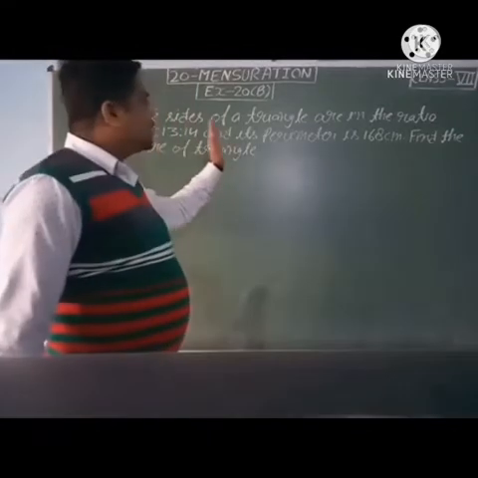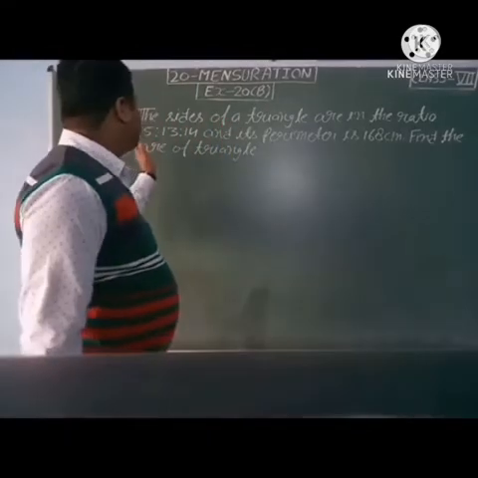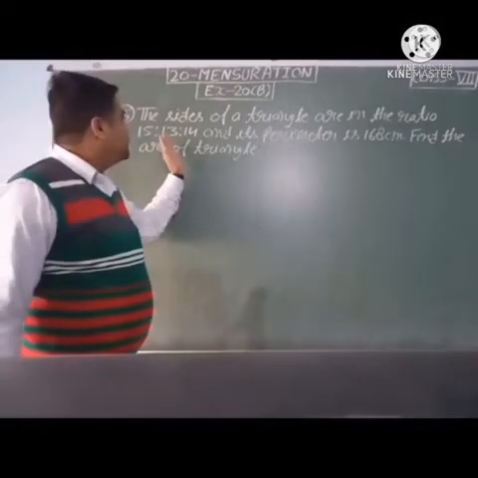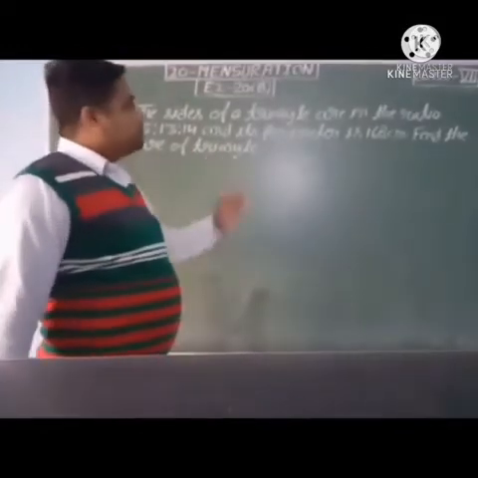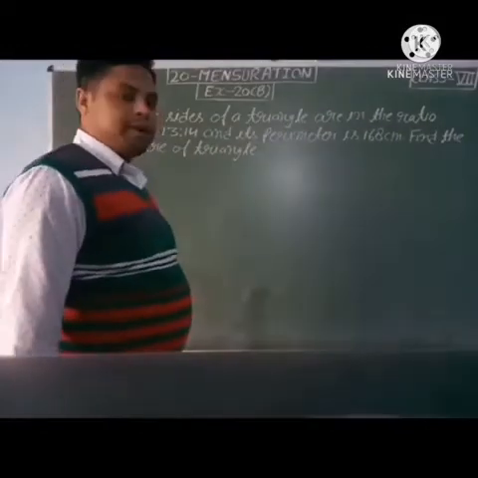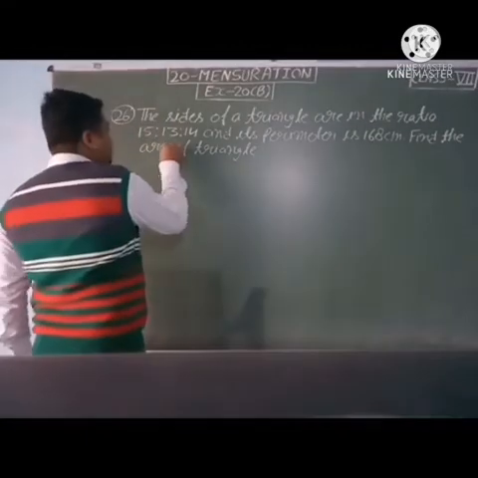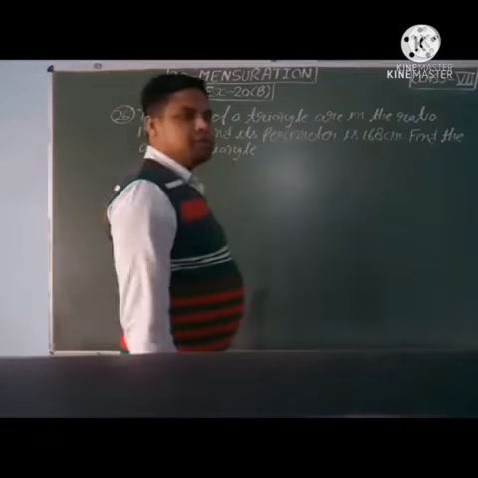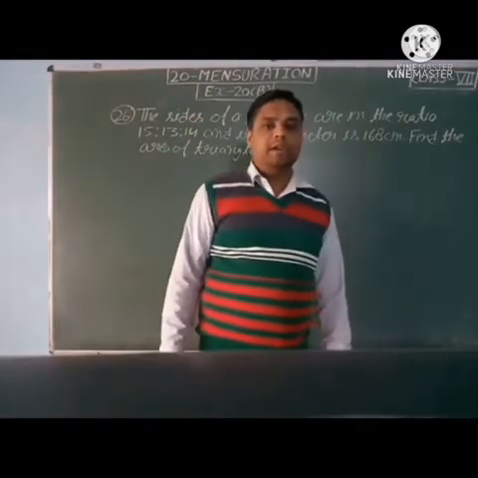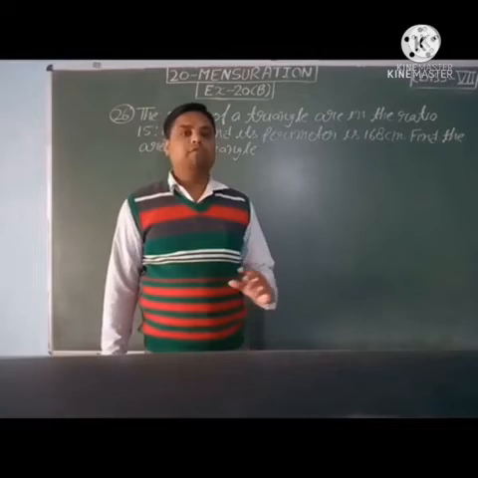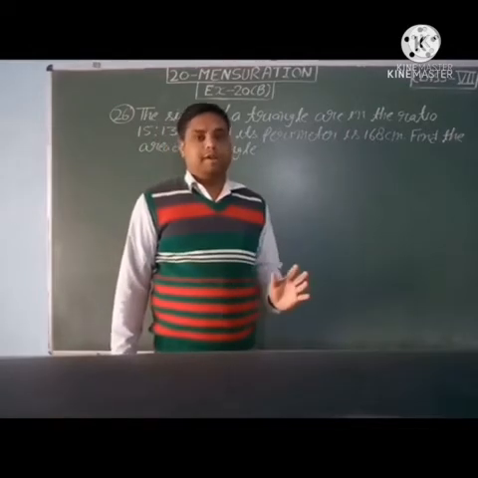The sides of a triangle are in the ratio 15:13:40 and its perimeter is 168 centimeter. Find the area of the triangle. So students, the ratio of sides is given and the perimeter is given. We have to find the area of the triangle.